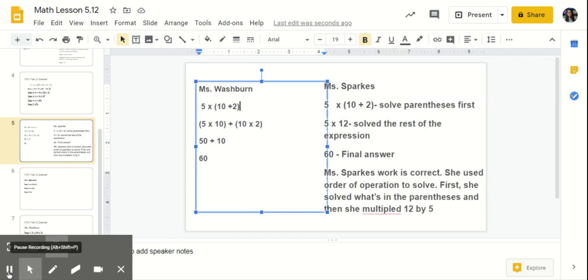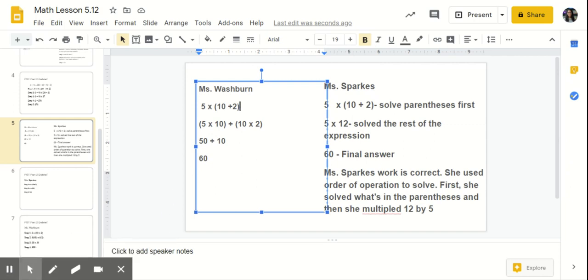Now we're going to take a look at Ms. Washburn's work. So here I can see that Ms. Washburn decided to distribute the multiplication here, 5, to each term in the group. So she did 5 times 10. 10 is the first term in the group. And then she did 5 times 2. We know that 2 is the second term in the group.